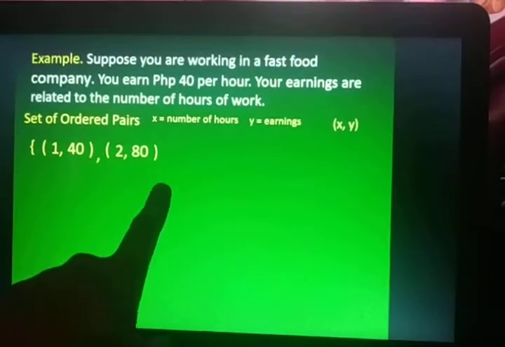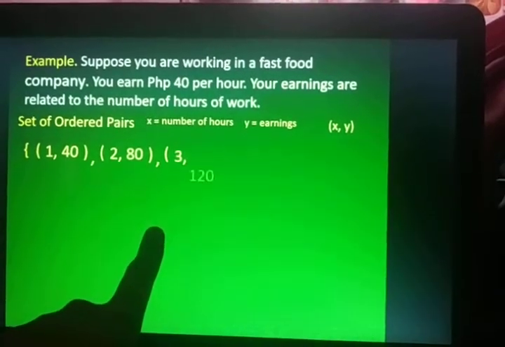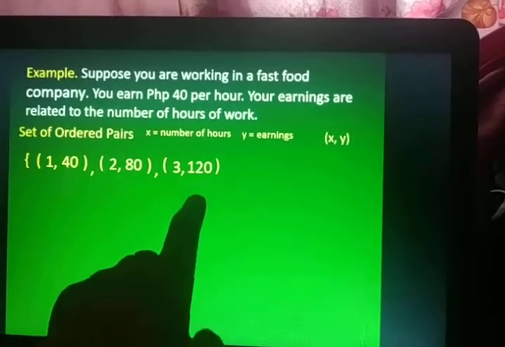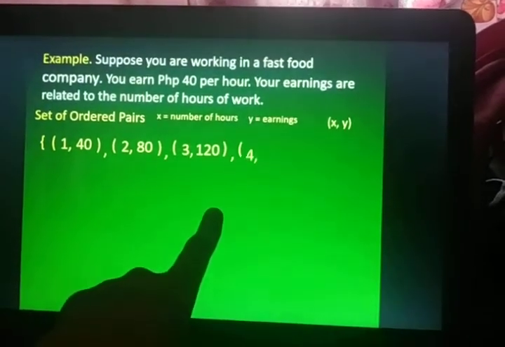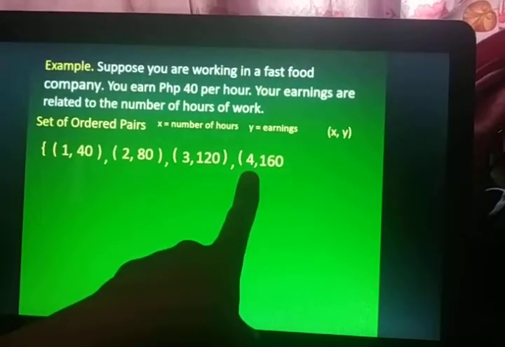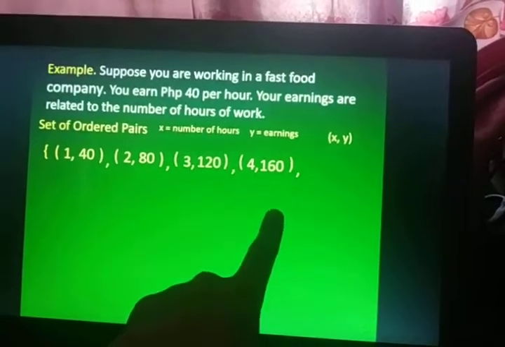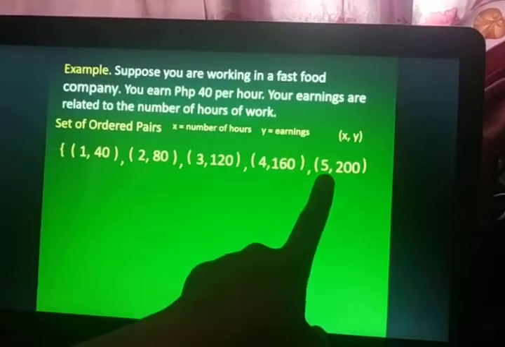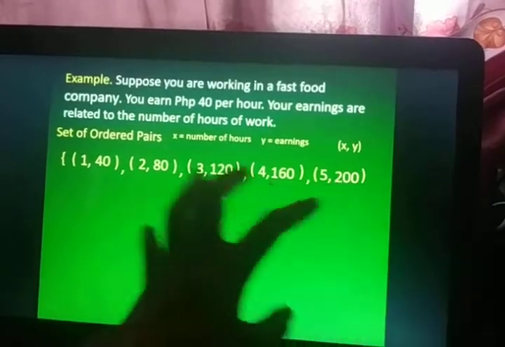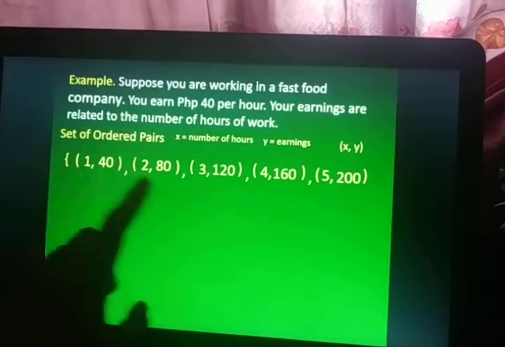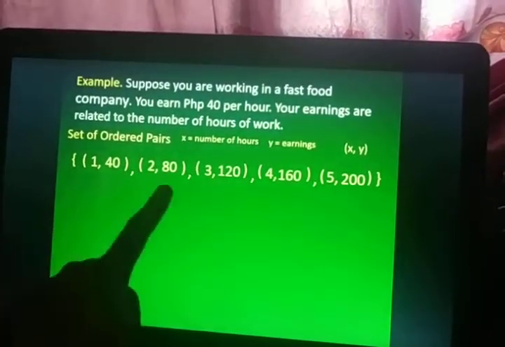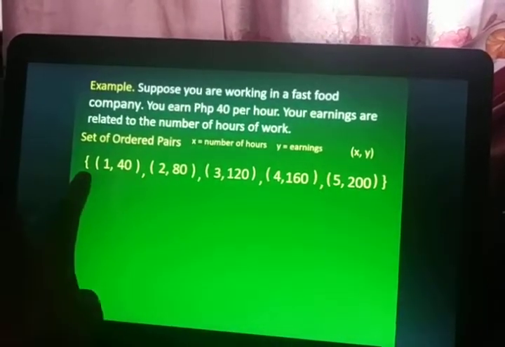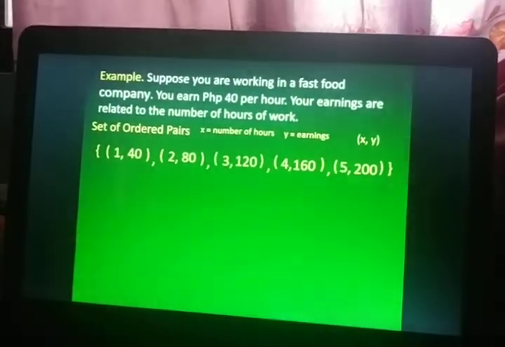The next, separated by a comma, and then the next ordered pair is there. 3 hours, then you get 120 pesos. Fourth ordered pair. If you have 4 hours of work, then you get 160 pesos. And the last ordered pair for this set of ordered pairs is 5 hours, then you get 200. Remember, if you open this with brace, then you close this also with brace. So we have 1, 2, 3, 4, 5 ordered pairs. This is a set of ordered pairs beginning with your brace and your close brace.